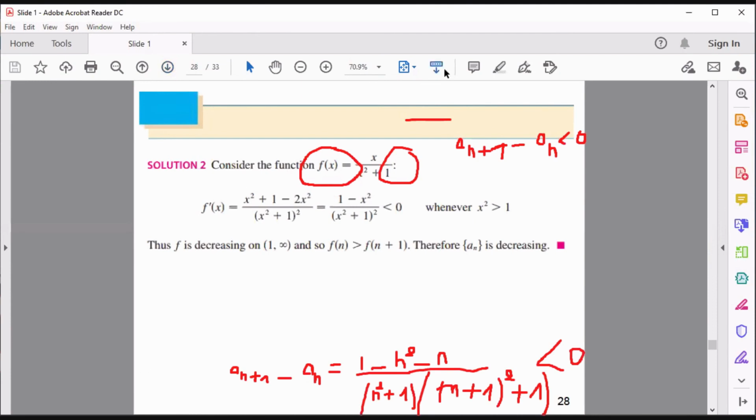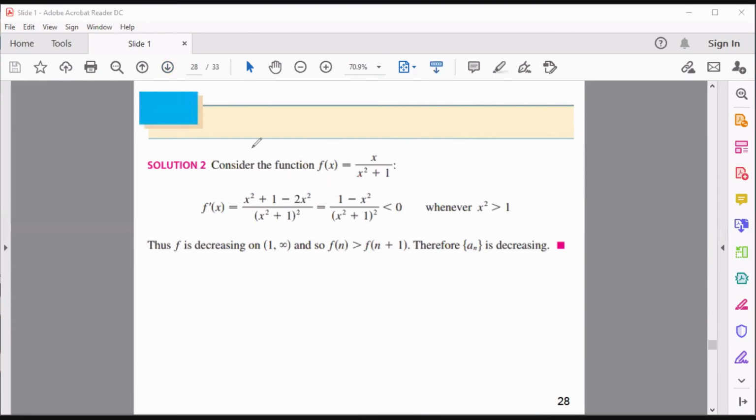Of course, here it's another way. Here we try to use the function. It's another solution too. We consider this function and we evaluate its derivative. Once we evaluate its derivative, x is more than 1, obviously, because we are interested in f of 1, f of 2, f of 3, and so on. Because f is decreasing because its derivative is negative, then we have a decreasing function.